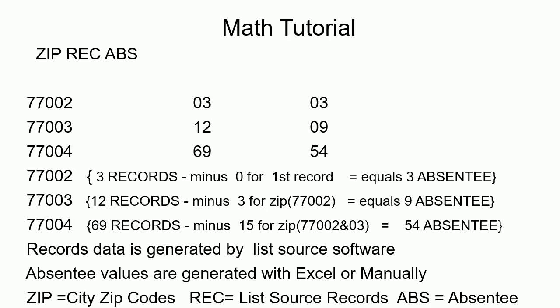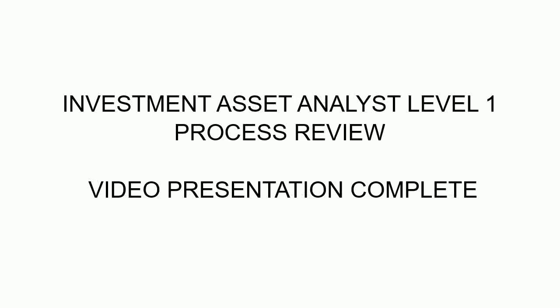The new record total, after entering zip 77004, equals 69. The absentee total is calculated with 69 records minus 15 records for zip codes 77002 and 77003. 69 records minus 15 records equals 54 absentee. Again, the spreadsheet should generate totals for you. Remember, records data is obtained from list source, absentee values are produced with the Excel spreadsheet. This concludes the video presentation for the Investment Asset Analyst Level 1.